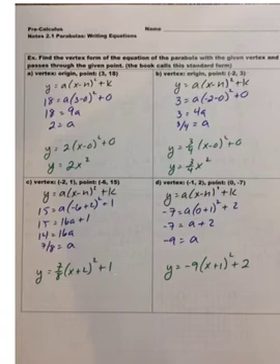All right, one more to go, and we're all done. So this time our vertex is negative 1, 2, so that's our h and our k. The point is 0, negative 7. So I plug in and get negative 7 equals A times 0 plus 1 squared plus 2. This is just 1 squared, which is 1, so I get negative 7 equals A plus 2. Subtract 2, and A equals negative 9. So plug in the A, plug in the h and k, and we get y equals negative 9 times x plus 1 squared plus 2.